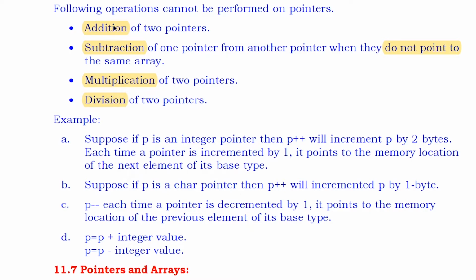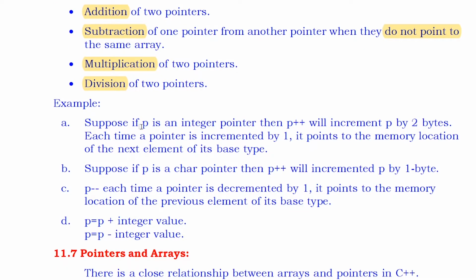Addition, multiplication, and division of pointers are not possible. Subtraction is possible only if both pointers are pointing to the same array; then we can subtract one pointer from another. Otherwise you cannot use the division or subtraction operation. So this is something about the operations. You can see there are some examples.